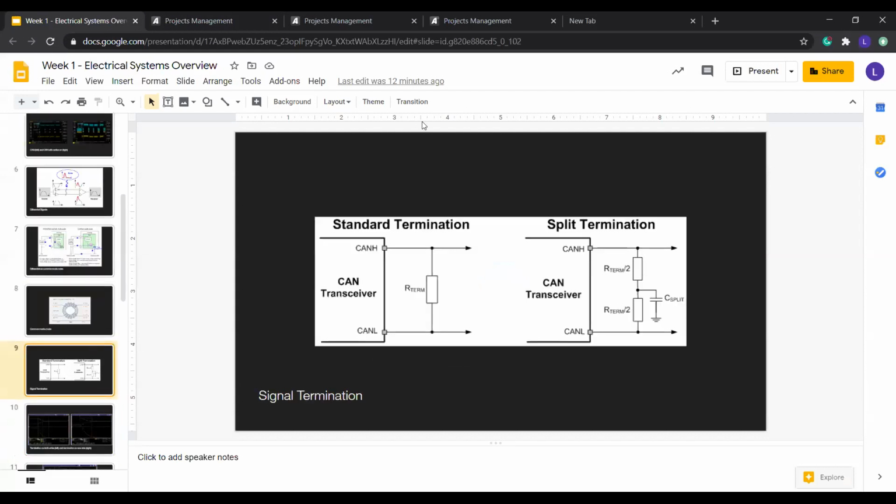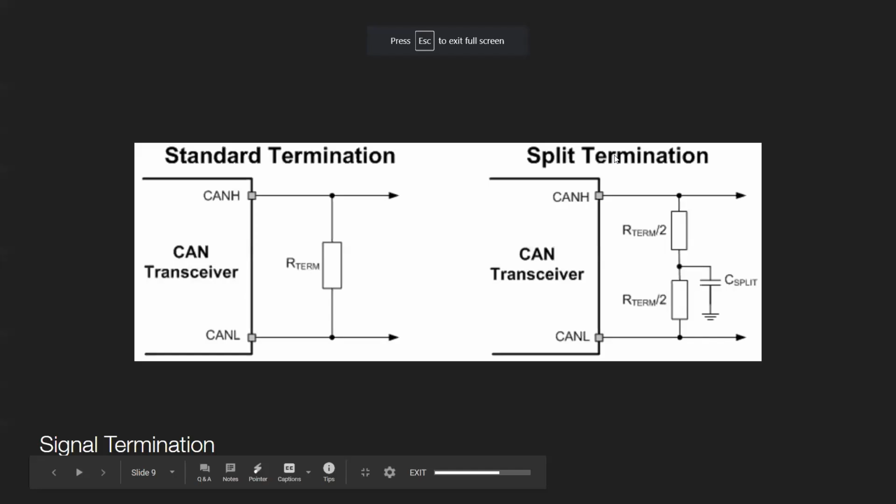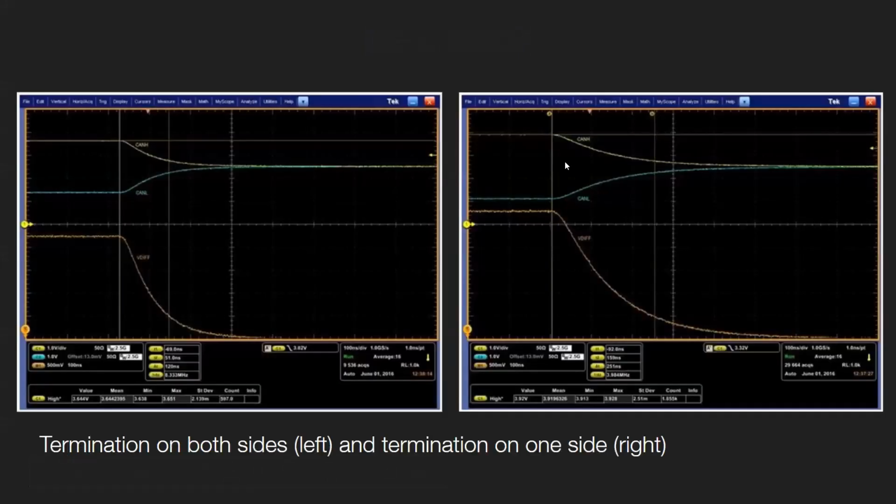When you have high-speed signals, you need to terminate them to prevent reflections. It's basically just to help communicate faster, I guess. These diagrams are showing the falling edge of a signal on the CAN bus.